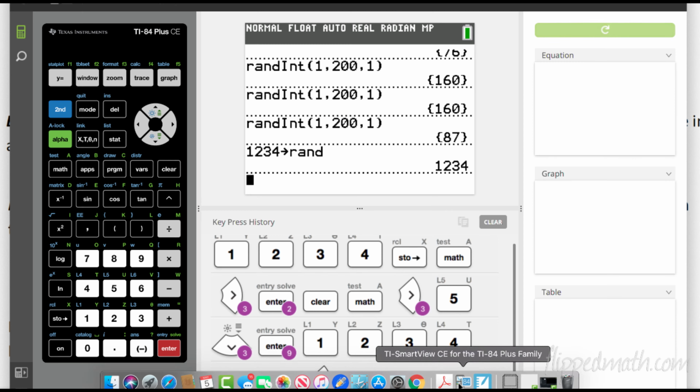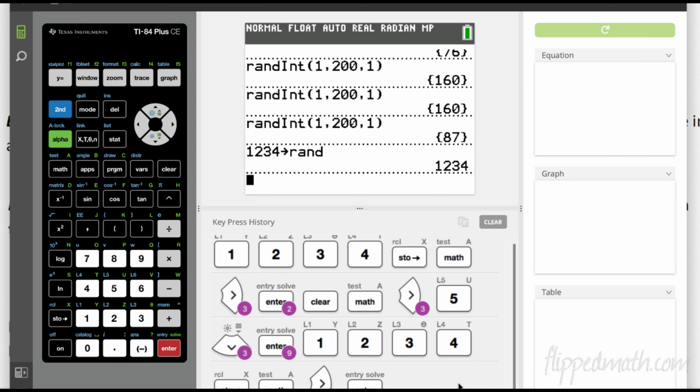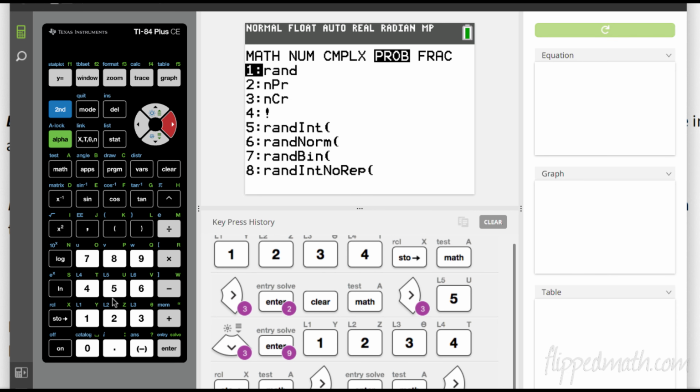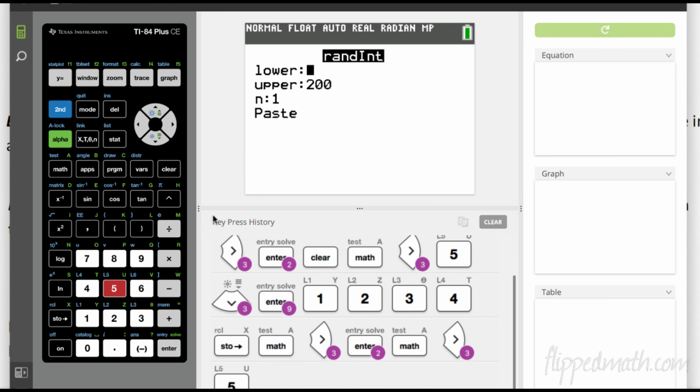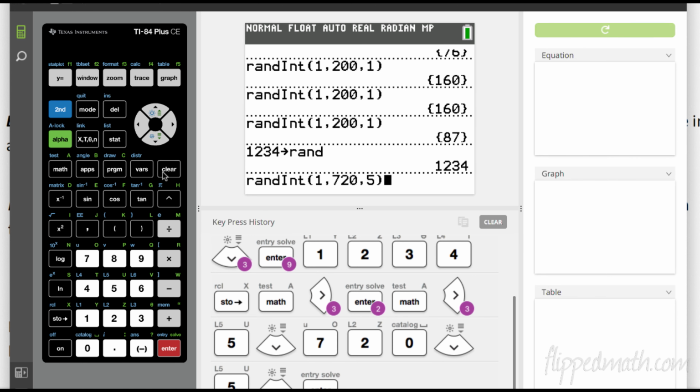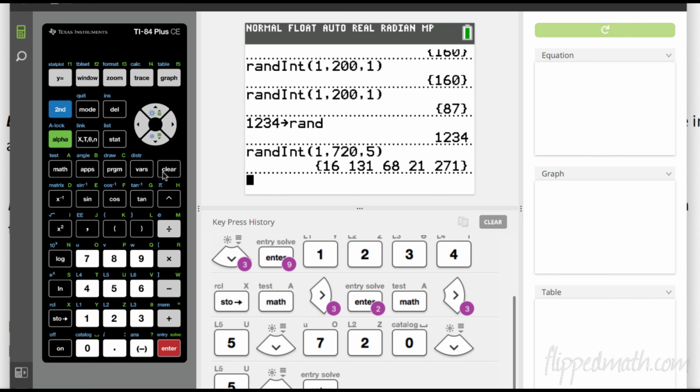So we have a calculator. I just seeded it to 1, 2, 3, 4. So now I'm just going to go to math. We go over to our random integer, which is choice 5. And we're going from 1. We're going to number the students from 1 to 720. And if you want, this time what I'm going to do is I'm just going to change that to 5. Or you could have left it 1. Doesn't matter. But when you hit enter, you get that command and you see the 5 students right there.